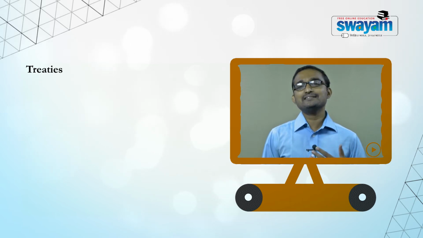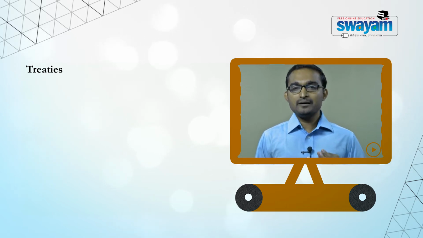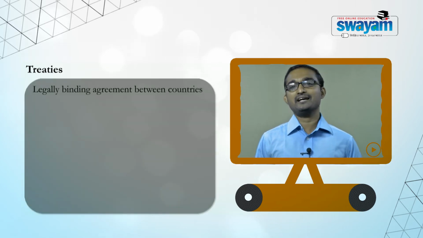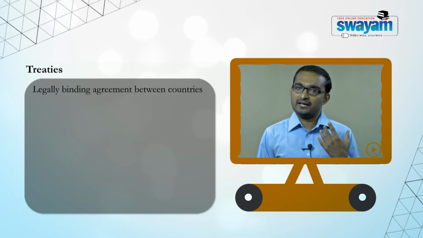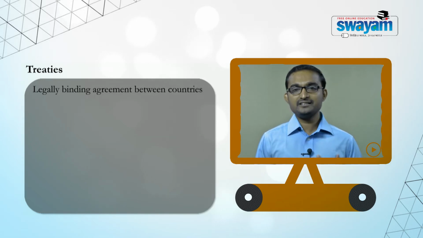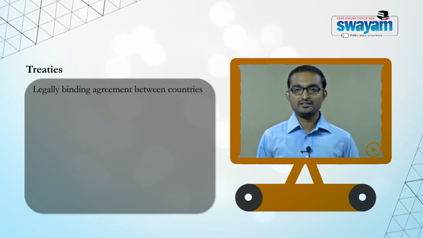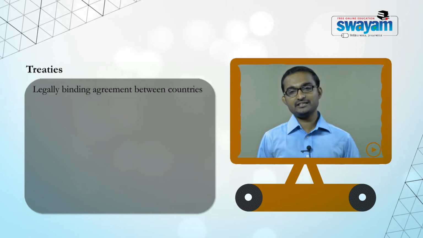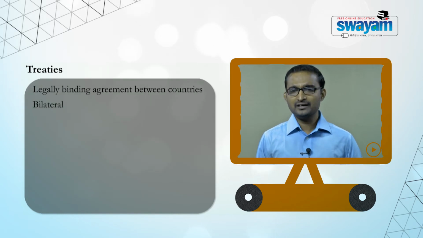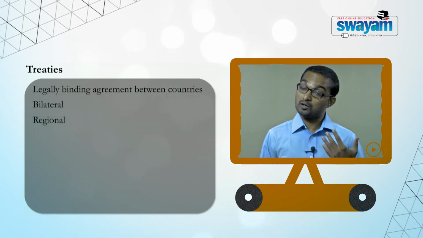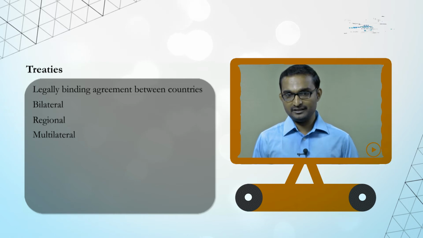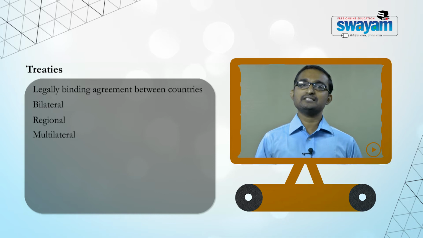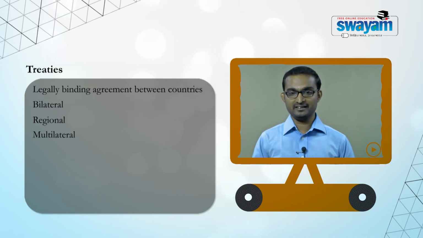Treaties. So what is a treaty? To use a layman's definition, treaties are legally binding agreements, and in the context of international law, treaties are legally binding agreements between countries. There could be many kinds of treaties. For example, treaties could be bilateral, regional, or multilateral in nature. Bilateral means an agreement between two countries. Regional means an agreement between countries in a region.